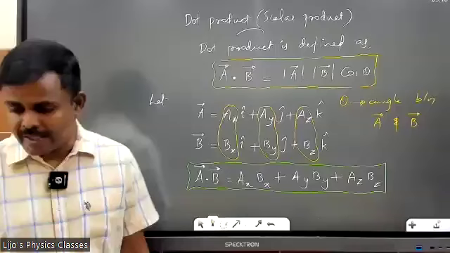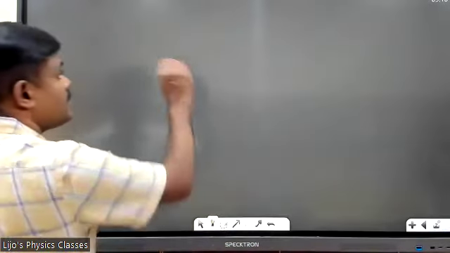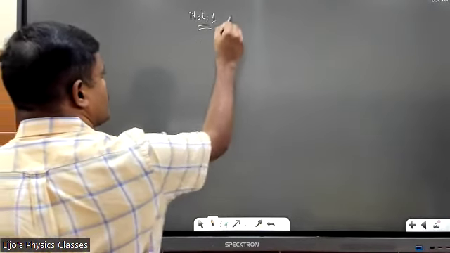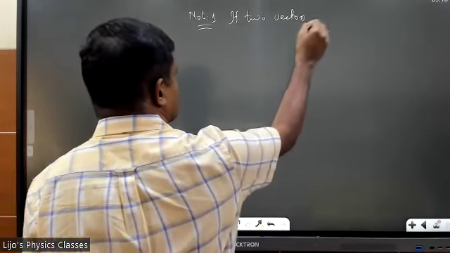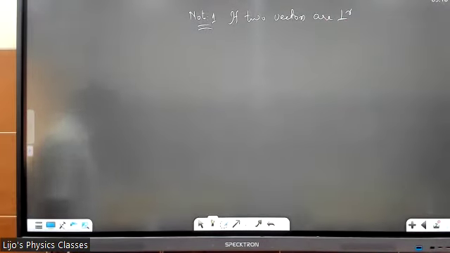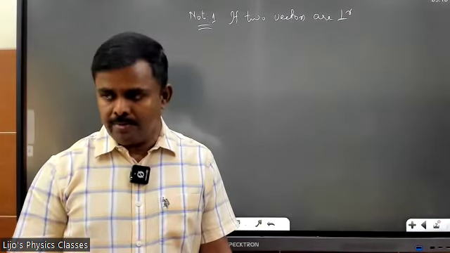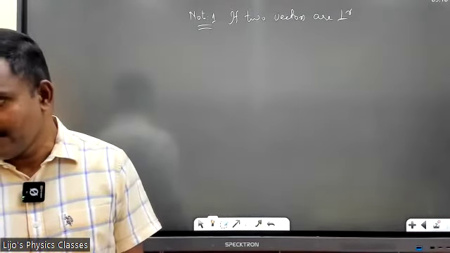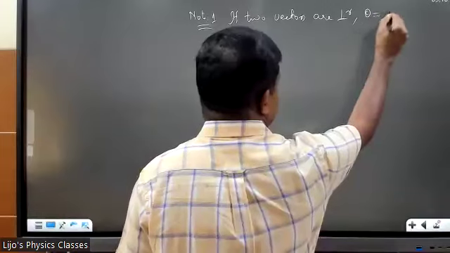Okay, finish this: AX BX plus AY BY plus AZ BZ. Below which you can write note number one. If two vectors are perpendicular, tell me what you're going to write. A dot B. Tell me, Jocelyn. A dot B will be 0, right? Correct, Karni? If two vectors are perpendicular, theta will be 90.